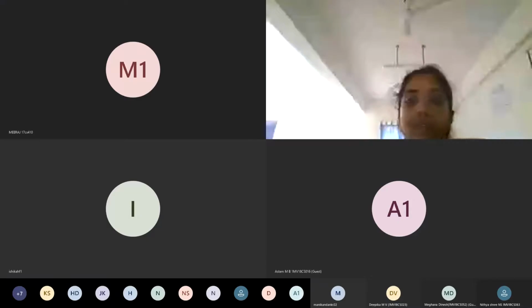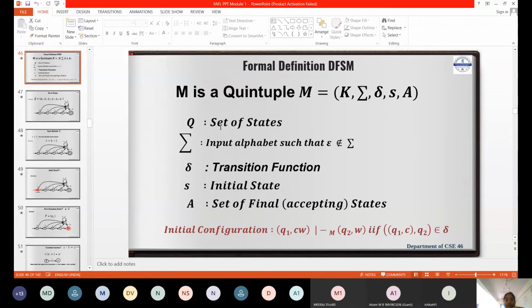There means set of states. Suppose your DFA may have some 4 states or 5 states that you need to write. And what is the input alphabet? That also. Initial state and final state also you can represent. Transition function, today I'll tell you how to write the transition function.